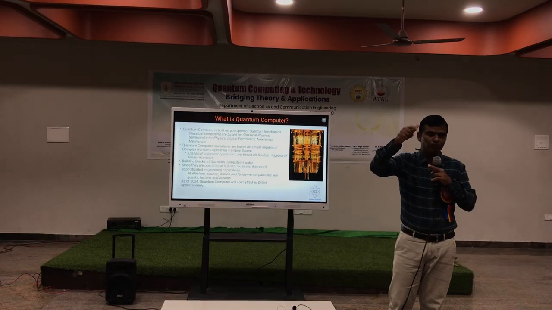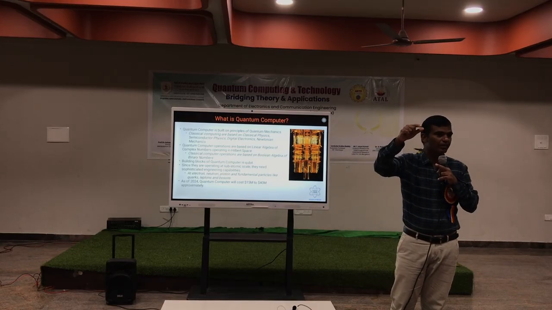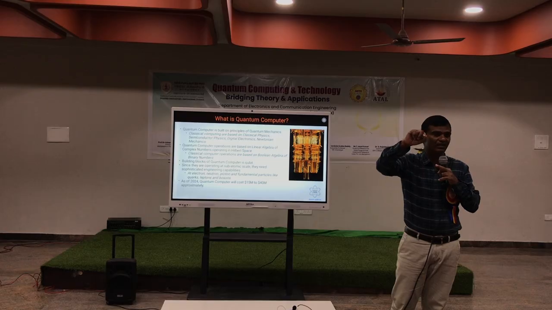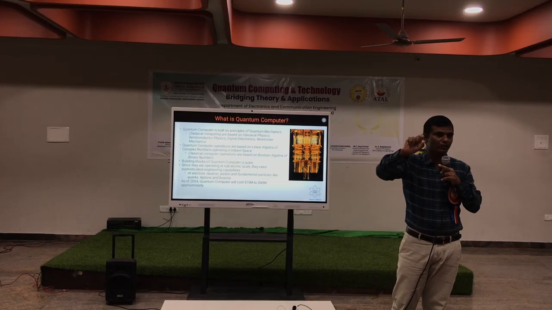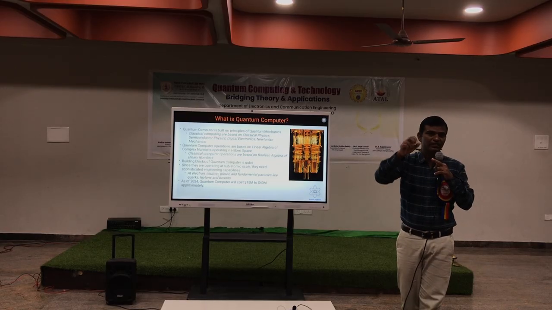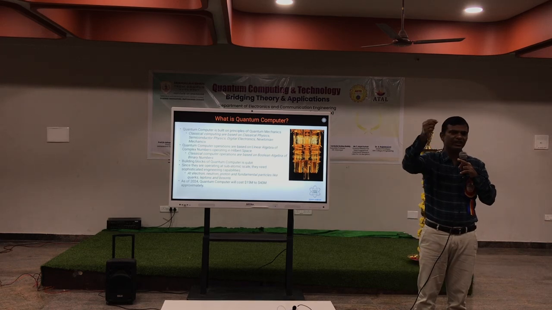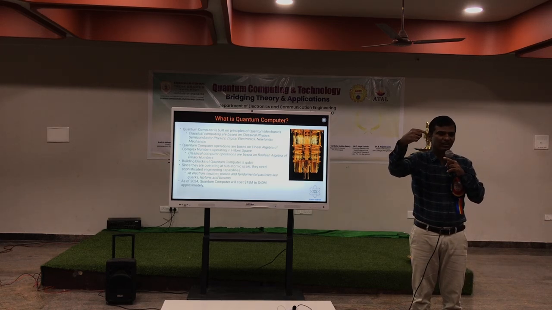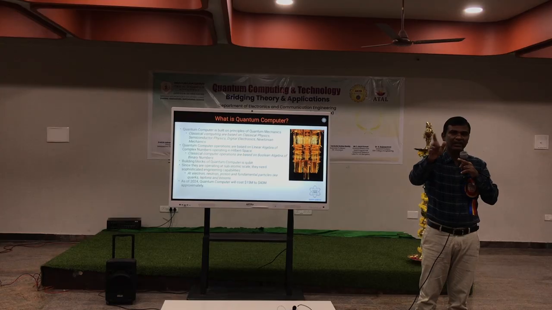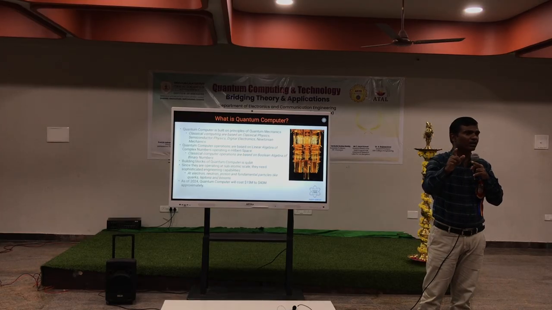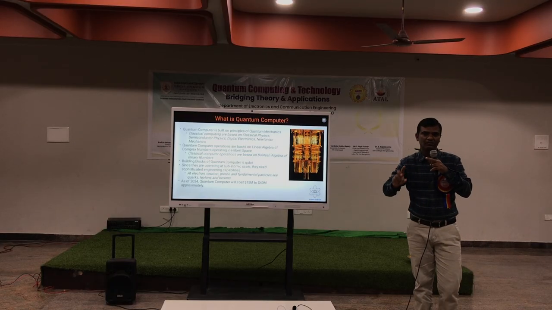Whatever the position that is exhibited by the coin in the air, that is called the superposition. That means at every point of time when the coin is spinning, it can exhibit as a combination of head and tail. That is called the superposition.